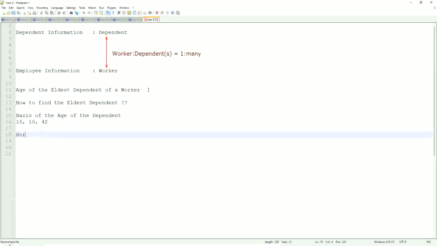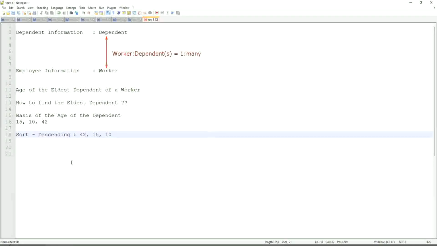So sort. Descending. Right, sort descending. If that is what you are going to do, then it will be sorted like 42, 15, 10. Right. This is with me. This will be the sorting.